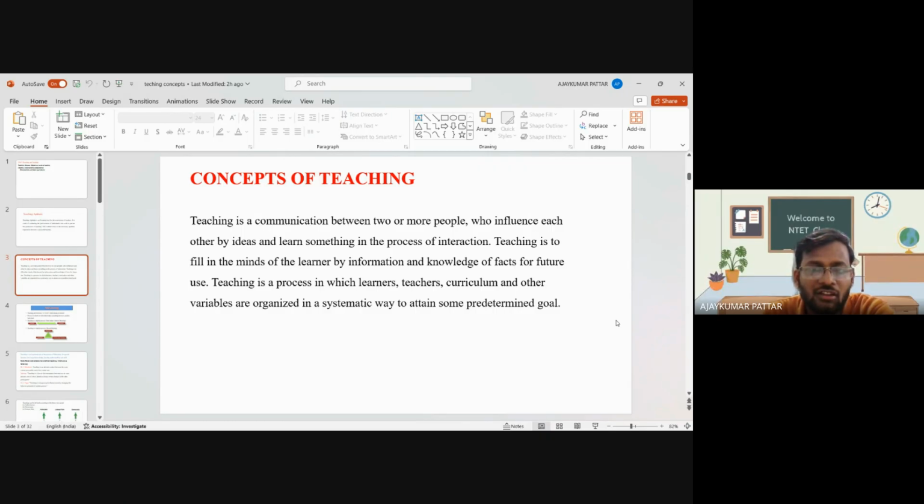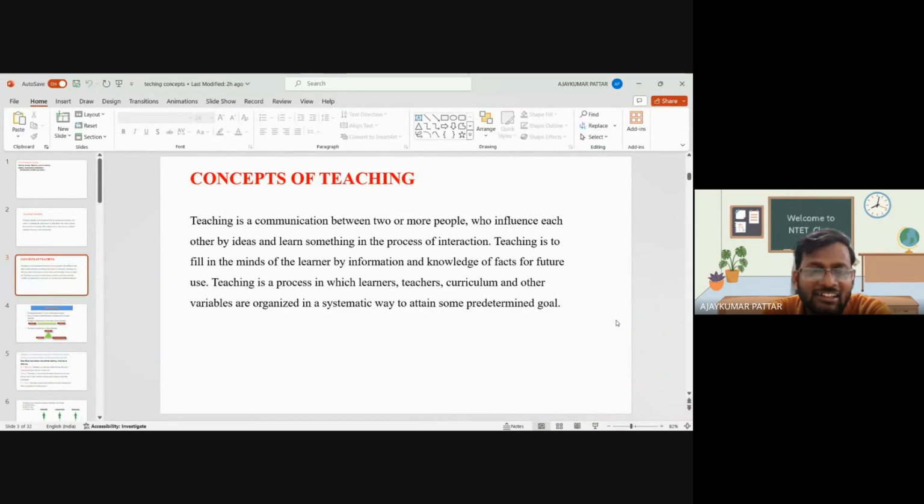One person will influence another by their ideas, and they learn something in the process of interaction. If two or more people are communicating, they will share ideas and learn in the process of interaction. And teaching is to fill the minds of learners with information and knowledge of facts for future use. We are giving the information and knowledge of facts to the learners, and they may apply them in the future.